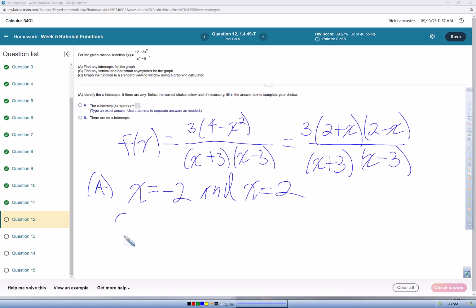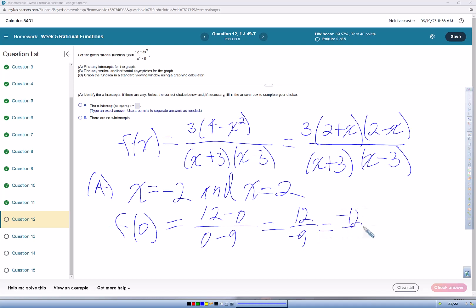And then for y-intercepts, I'm going to evaluate the function at x equals 0. So I'm going to go back to the original: 12 minus 0 over 0 minus 9 gives me 12 over -9, or -12/9. And I can reduce that fraction by dividing numerator and denominator by 3, so that's going to give me -4 thirds, or -1.3333 repeating.